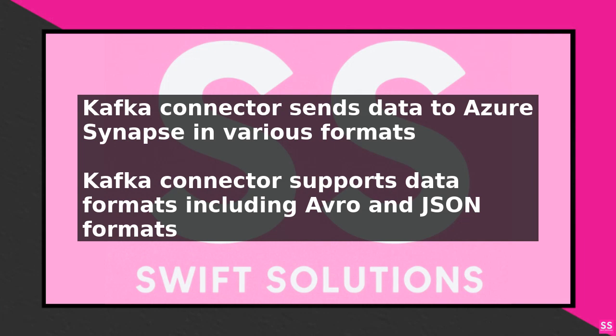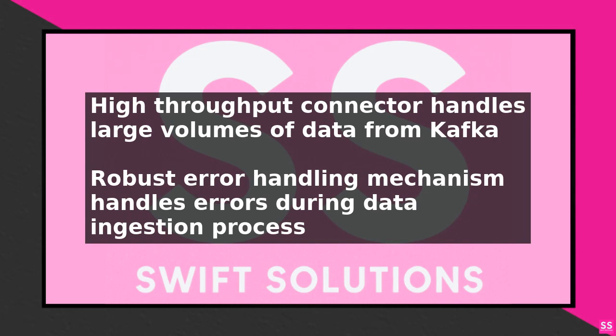Step 5: Monitoring and optimizing data ingestion. Once you have set up the Kafka connector and started ingesting data into Azure Synapse, you need to monitor the data ingestion process and optimize it for performance. You can use Azure Monitor to monitor the data ingestion process and optimize it for performance. You can also use Azure Synapse Analytics to analyze the ingested data and gain insights.